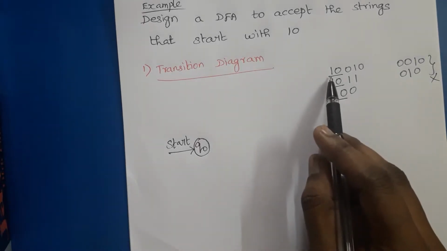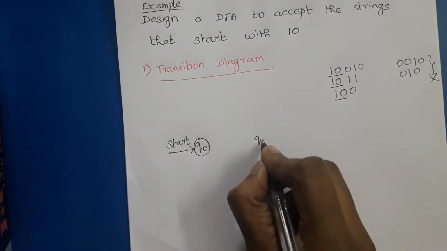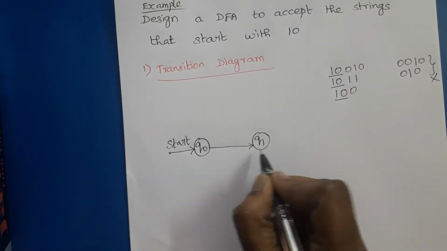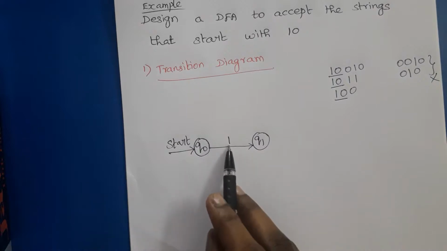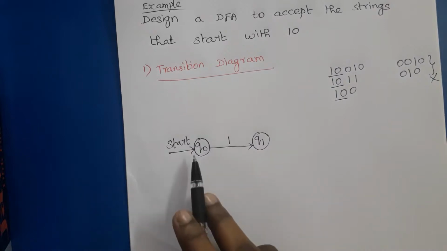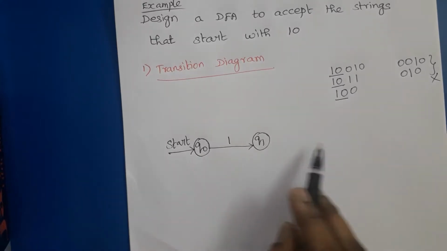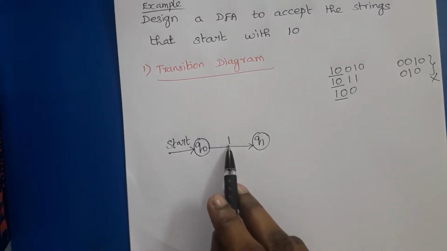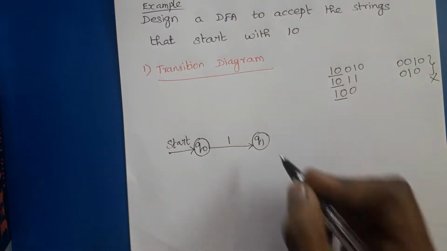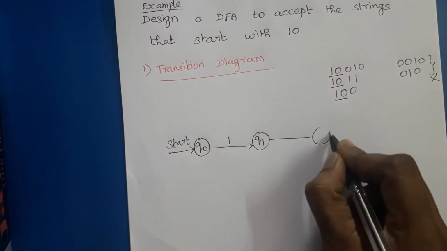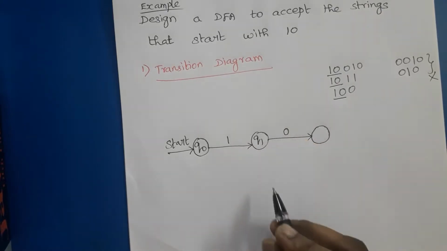And the string must start with 1. So from Q0 to Q1, draw an arc and that arc should be labeled by 1. That is, if the first symbol of the input string is 1, then our transition must change to Q1. That is, we need to reach our final state. So if 1 is the input symbol, then the state should change to Q1. And the next input symbol must be 0. So from Q1 to Q2, draw an arc, and that arc should be labeled by 0.